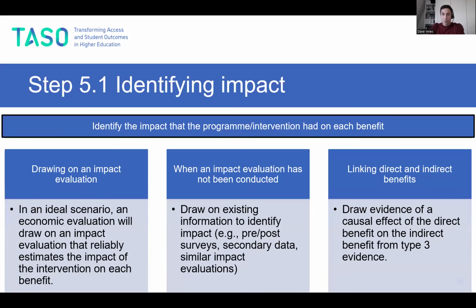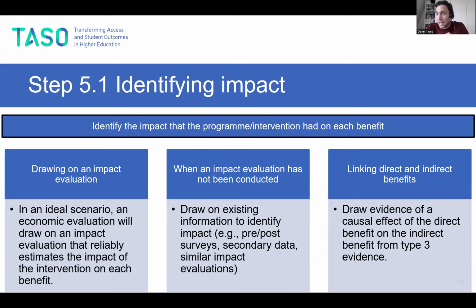Now, step 5.1 is about identifying the impact of the intervention on each benefit. And actually, this step is very closely related to impact evaluation. So if you've already used an impact evaluation to look at the outcomes of an intervention, it may well be that you're able to draw on those results to inform the economic evaluation. So as we put on the left-hand side, in an absolutely ideal scenario, you'll be able to draw directly on an impact evaluation that reliably estimates the impact of the intervention on each benefit.